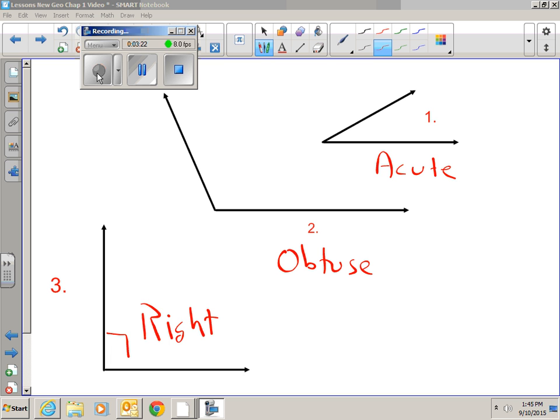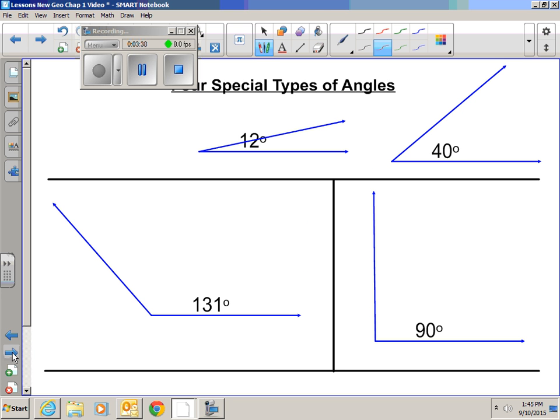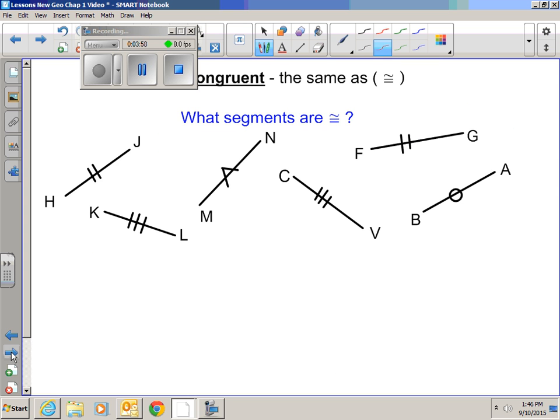We got number 1 was an acute angle, less than 90. Obtuse is the second angle because it's bigger than 90, and the third angle appears to be a right angle. Again, the symbol for right angle is right there. You guys try these right now. Go ahead. Number 1 would be acute. Very good. 2 is also acute. 3 is obtuse. The third one, and this one, of course, is a right angle. It is 90.